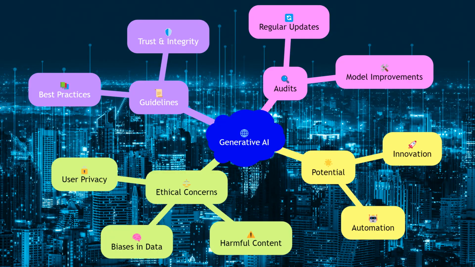Generative AI has immense potential, but it also raises ethical concerns. Ensuring the ethical use of AI involves being mindful of biases in the training data, avoiding the generation of harmful or misleading content, and respecting user privacy. Establishing guidelines and best practices for ethical AI use is essential for maintaining trust and integrity in AI applications. Regular audits and updates to the AI models can help mitigate ethical risks.